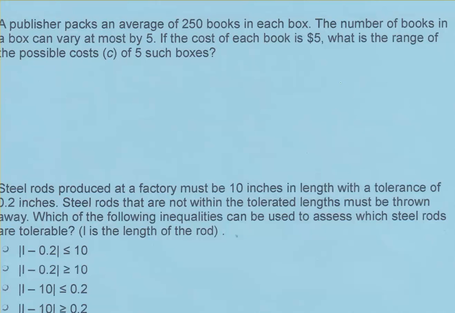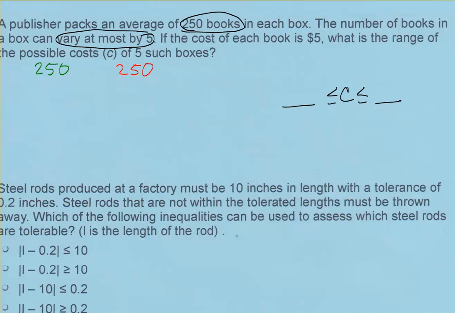So we're going to be looking at the costs. They're going to have to be less than or equal to, with a high number and a low number. So first, we still have 250 that are supposed to be in each box, but it says that it can vary by 5. So 250 books in each box, but it can vary by 5, which means you could add or subtract 5 from that box, and that's still within an acceptable range of books in the box.